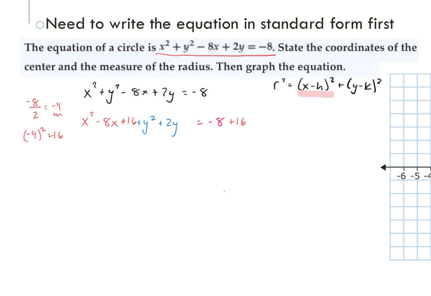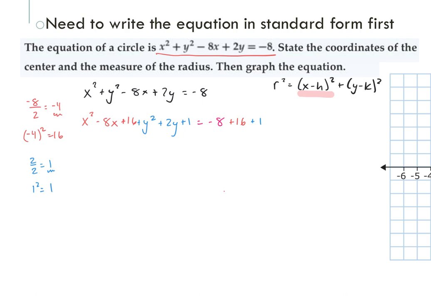Now I'm going to do the y's. Again, my middle term, which is 2y, 2 divided by 2 is equal to 1. Keep an eye on 1. In the meantime, 1 squared is still 1. So plus 1, plus 1. And now I'm going to simplify. Well, correction, now I'm going to factor. That's the whole point of doing this.